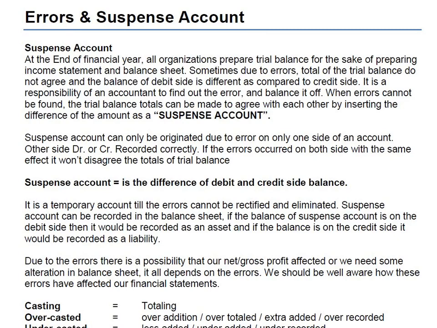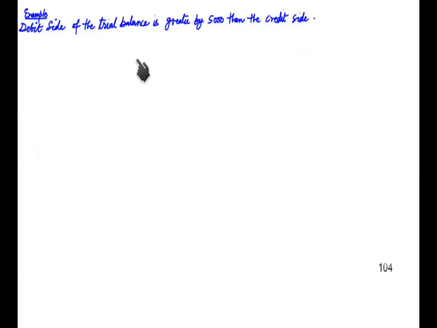Now there is no name for these errors. I already told you previously. Let me give you the scenario with the help of an example. Dear students, to explain the concept of suspense account, I made my own example. The debit side of the trial balance is greater by 5,000 than the credit side. This means the credit side is lesser by 5,000. So our debit side is more than the credit side, which means the shorter side is the credit side.